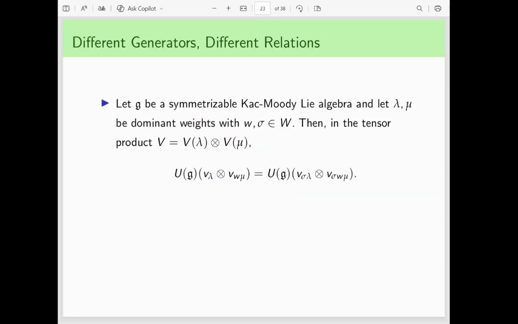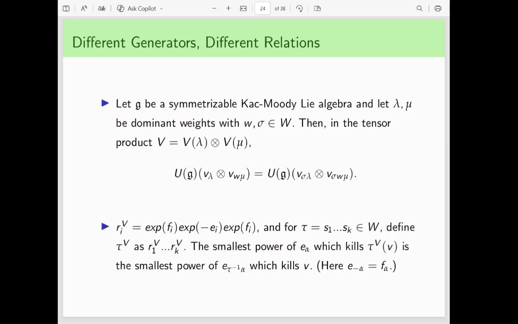Also, the same Kostant-Kumar module can be generated by different vectors. If you act by an element of the Weyl group on the module, by which I mean these R_i operators, so if s_i is a simple reflection, then R_i v is defined like this. If you write w as a reduced word, we can define correspondingly an operator for that word. And when it acts on the module, it changes the weights by that element of the Weyl group. Now, elements like this will also generate the same Kostant-Kumar module.